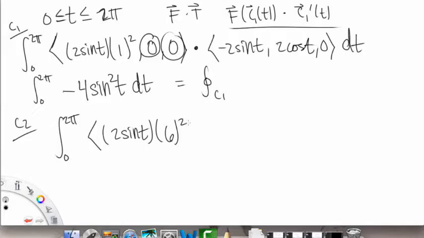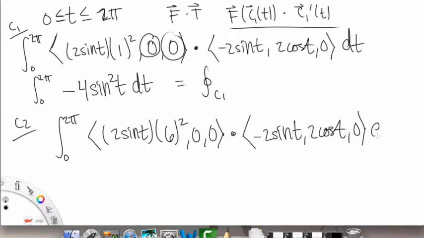So now it's 6 squared, and then we have our 0 and a 0 again, and then dot it with C2 prime of t, which it actually happens to be the same thing as C1 prime of t, right? That's what we found on the previous slide. Okay, so something like that, right?